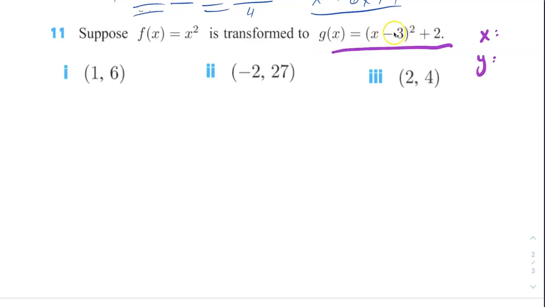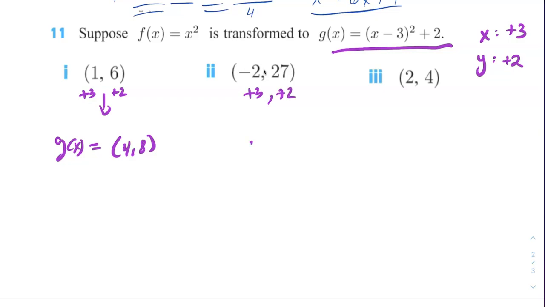Right, well, my x is doing inside opposite, so we're going to add 3 to all the x values. And on my y, outside follow, we're going to add 2 to all the y values. That's it. That's all this tells me. So this new point on my g of x is just going to be add 3 to the x, add 2 to the y. 4, 8. Add 3 to the x, add 2 to the y. 2, 9. Add 3 to the x, add 2 to the y. So 5 and 6. And there you go. Those are your new points.